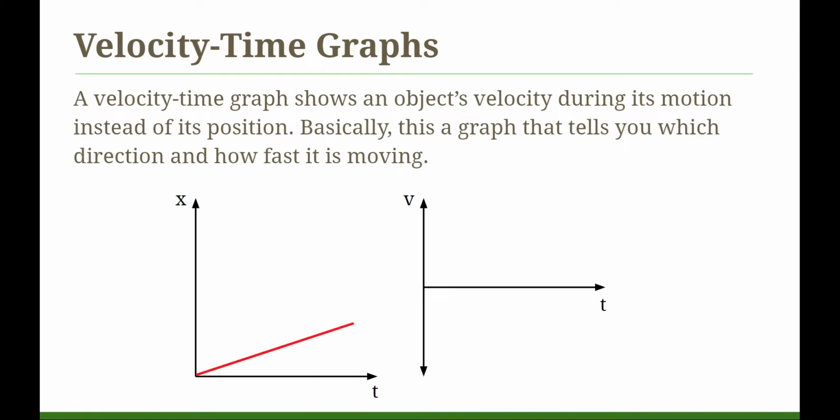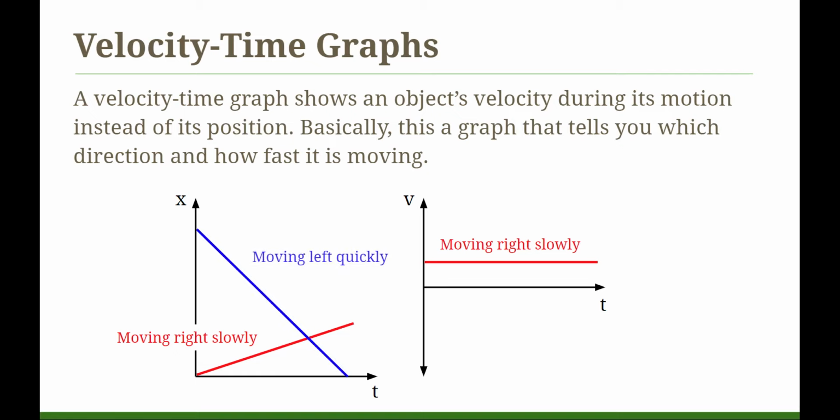So if we look at this position time graph, we know that one is a line that's going up, so it's moving right, and then it's not very steep, so that means it's going slowly. That velocity time graph would just look like this. And we'll talk more about how to make that in a second. This is just as an example. If we have the second object, so we know this blue one is moving to the left quickly because it has a steep slope that is going down, or a negative slope. That velocity time graph would just look like that.